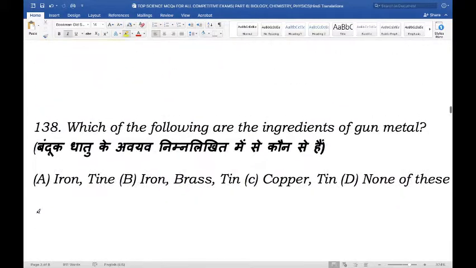Question number 138. Which of the following are in the ingredients of gunmetal? Is it A, iron and tin, B, iron, brass, and tin, C, copper and tin, or D, none of the above? So here the answer is C, copper and tin. Gunmetal, also known as G metal, is composed of 88% copper and 10% tin.